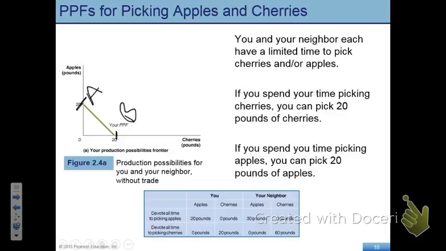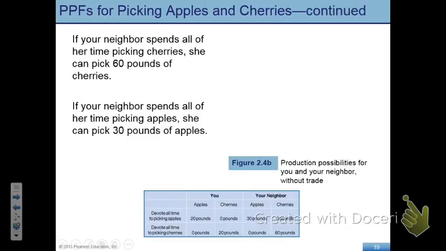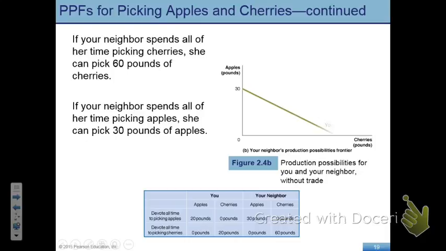So for me, my production possibility frontier is 20, 20, and for my neighbor, his production possibility frontier is slightly different, but it's almost the same in the sense that it is still a constant slope, a straight line, but it also captures his production possibilities. Notice that the maximum number of apples that he can pick is 30, and the maximum number of cherries that he can pick is 60. Do we all see that?